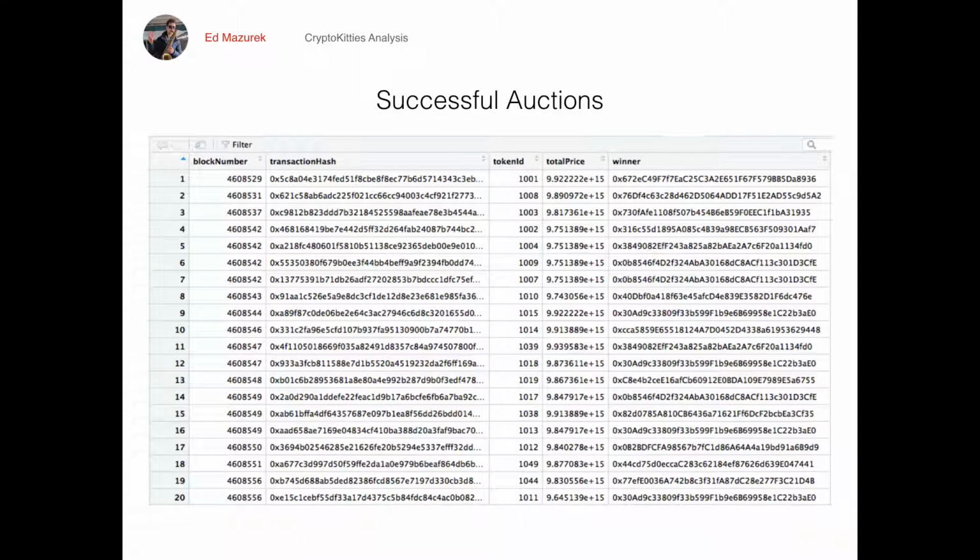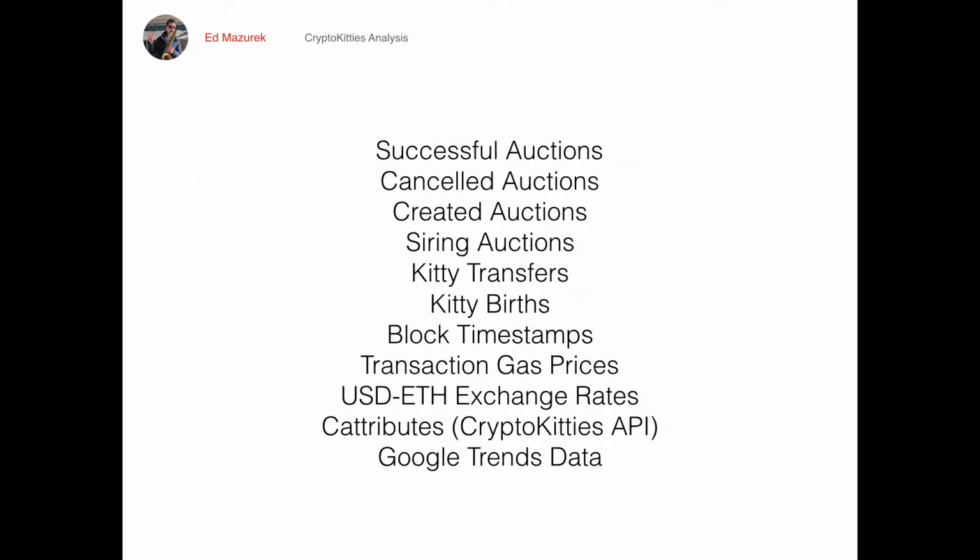But anyway, the reason I feel like I'm kind of legitimate is because I pulled down all this data. This successful auctions data set, as well as all these different data sets, most of them acquired directly from the blockchain, some of them like Google Trends data and exchange rates acquired from other sources.